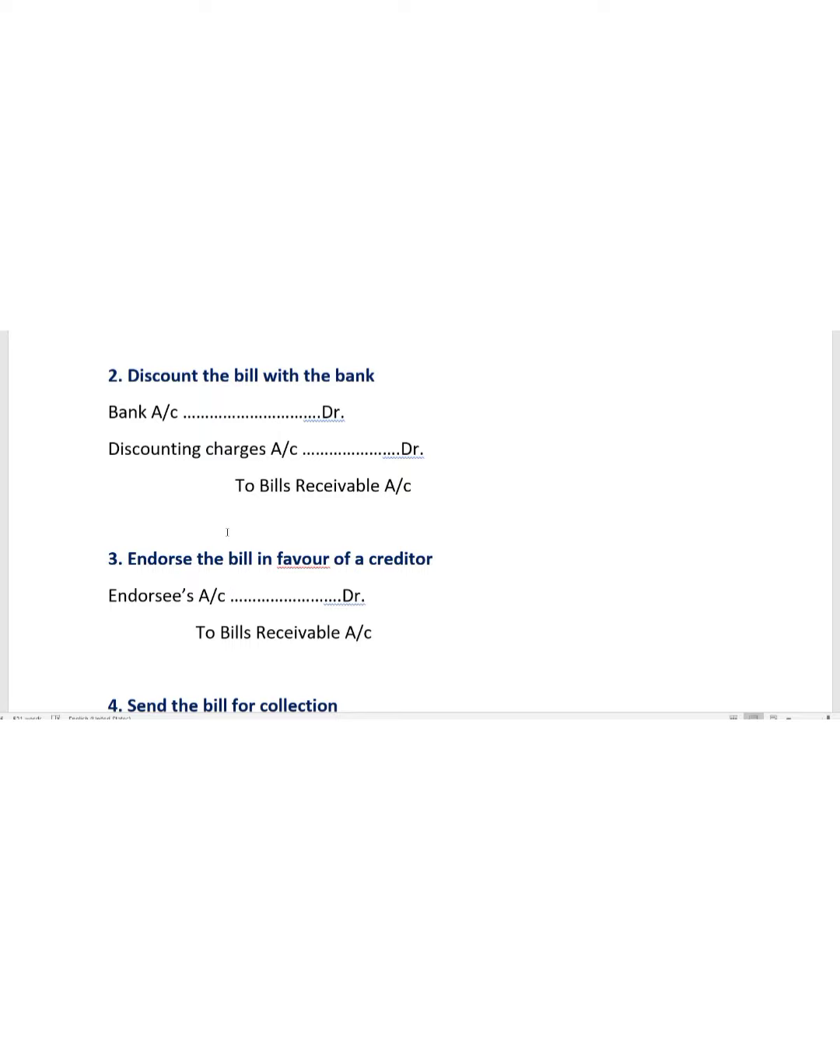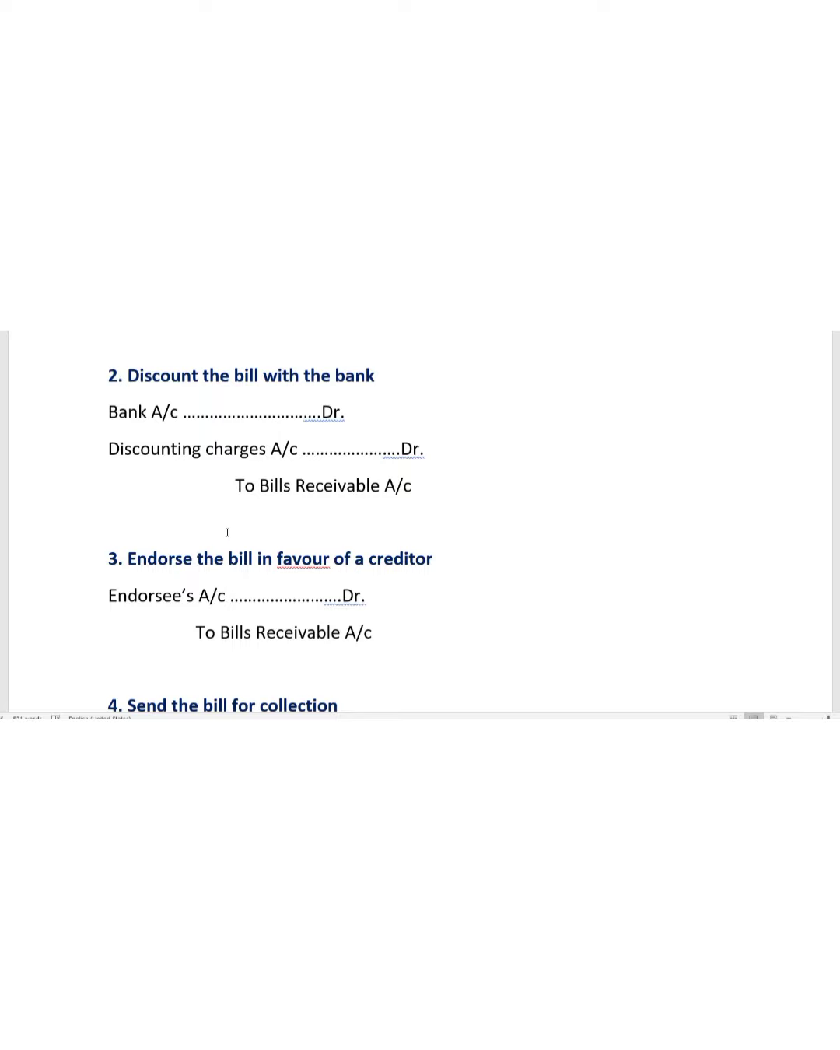The bank will deduct some charges, and the bank will pay back the cash to him. The bank will keep that bill of exchange with itself, and deduct some charges, which are referred to as discounting charges, and provide the cash to the seller, the holder of the bill. So what entry will be passed when you are discounting the bill with the bank? That entry will be passed only in the drawer's books, not in the drawee's books, because the bill is with the drawer, and he is taking that bill to the bank and asking the bank to pay in cash.